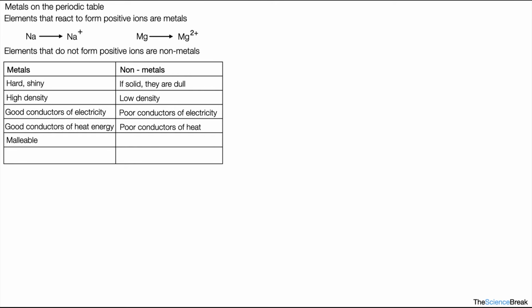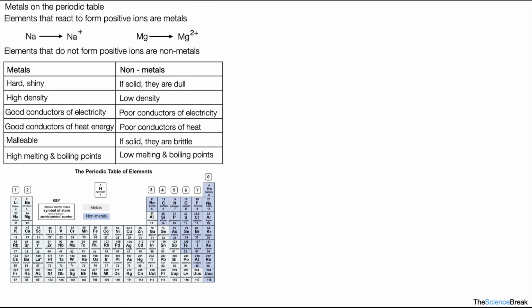Metals are malleable, which means they can be bent or hammered into shape, whereas non-metals, if they are solid, are quite brittle. That means they crack. Metals have high melting and boiling points, and non-metals have low melting and boiling points. We've looked at this before, but just to separate out the metals and the non-metals, these are separated like so on the periodic table.